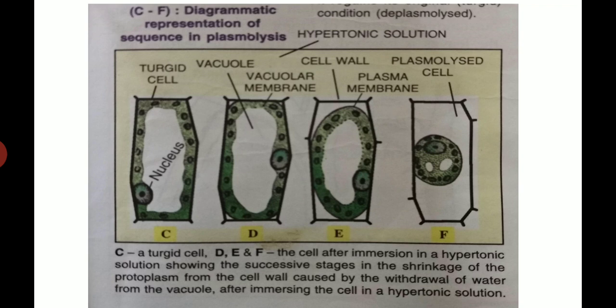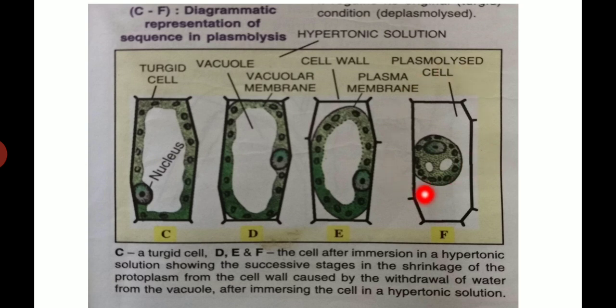So again I am repeating, whenever a cell, like a target cell, is kept inside a hypertonic solution where the water content is less than the cell content, then what will happen? More and more water will come outside from the cell. As a result, there will be shrinkage of protoplasm due to exosmosis. So this condition will be reached, which is known as a plasmolysed cell. This process is plasmolysis.